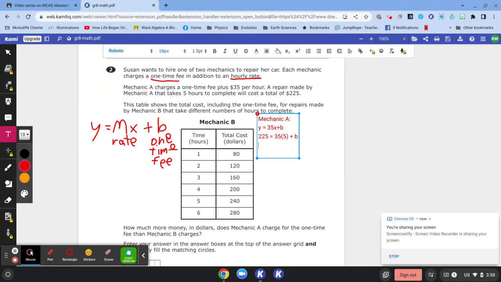Hi, this is Mr. Ward, and we're going to talk about number 2 and a couple other linear function related questions from the 2021 released items of the 8th grade MCAS. And let's start with this one.